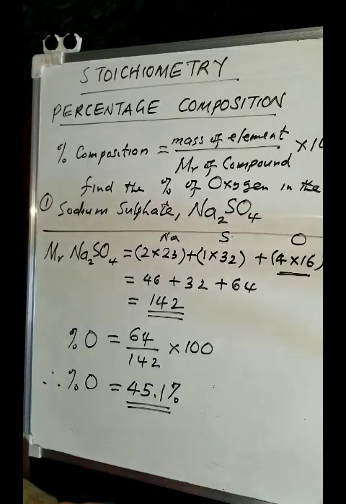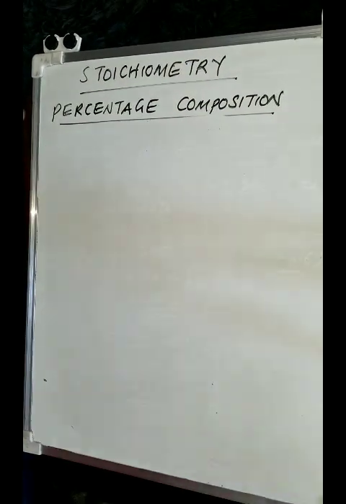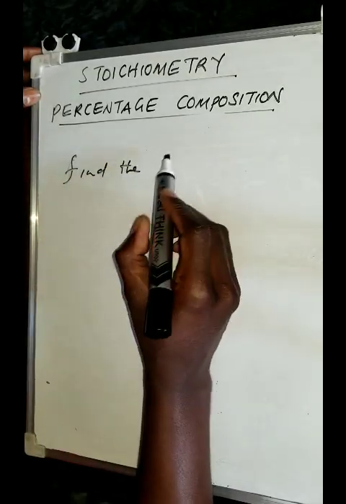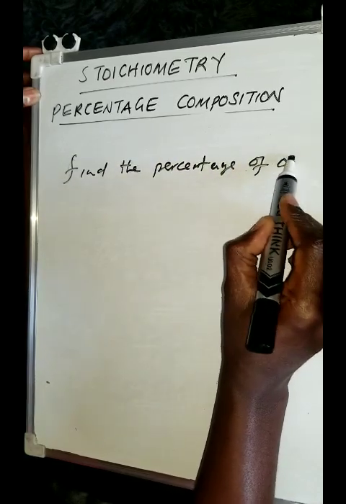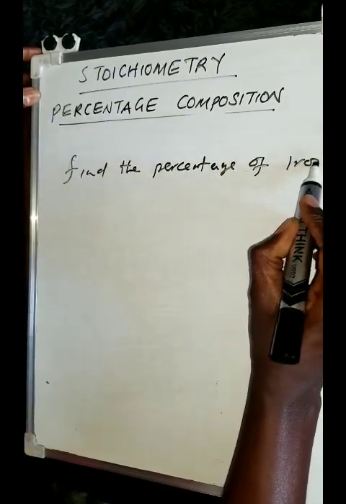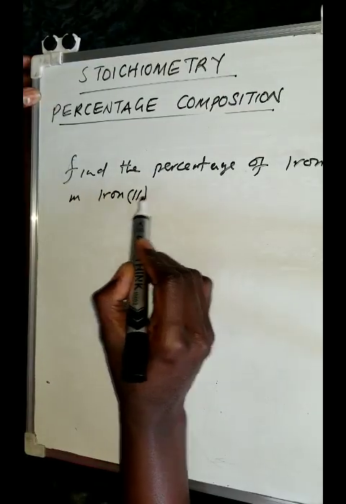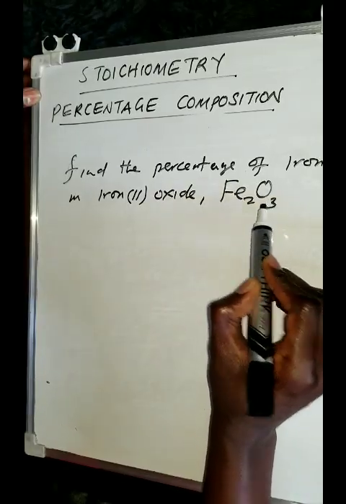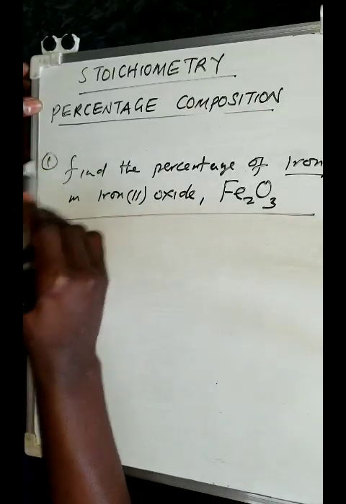That's what we mean. Well, there are other questions that they are going to be asking you, and let me give you some few gists that you need to remember. For example, they can simply tell you to find the percentage of iron in iron 2 oxide. It is possible we can do that one.